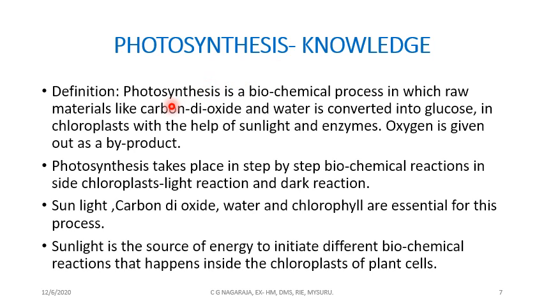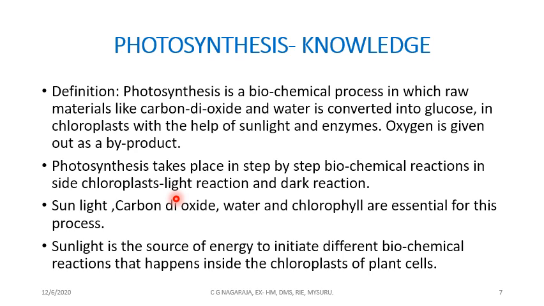Now, the definition of photosynthesis, you must remember: it's a biochemical process in which raw materials like carbon dioxide and water are converted into glucose in chloroplast with the help of sunlight and enzymes. Oxygen is given out as a byproduct in this process. There is an equation for it. You must remember the equation also when you are answering a question on photosynthesis. It takes place in a step-by-step manner. All of them are biochemical reactions.